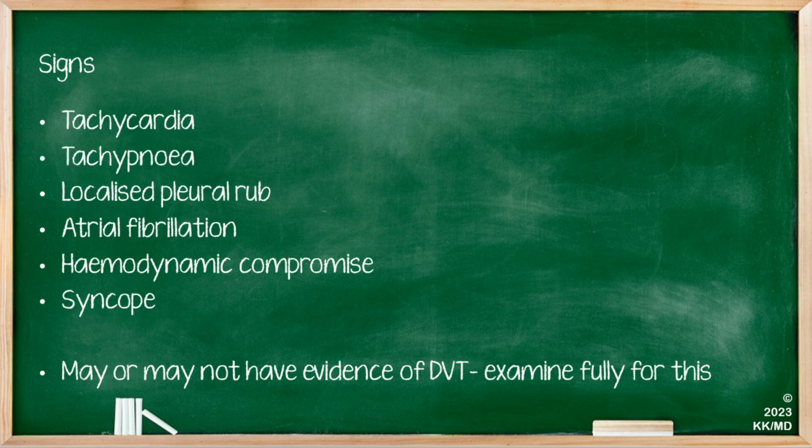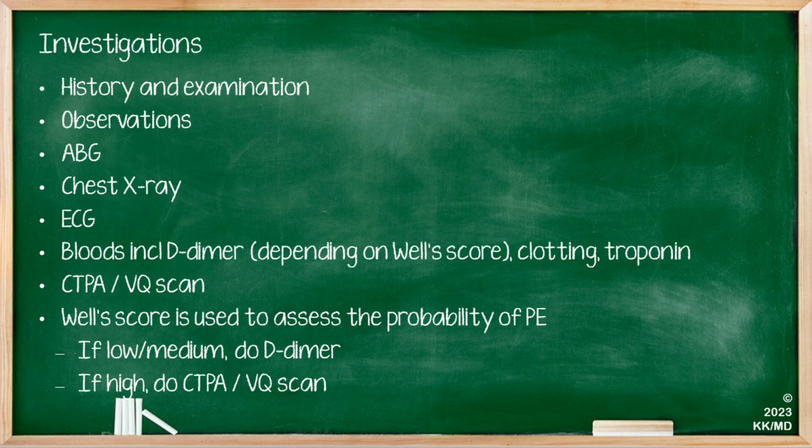In terms of signs to look out for when examining someone with potential pulmonary embolism, they may be tachycardic and tachypnoeic, there may be a localized pleural rub, they may be in new atrial fibrillation, and may also have hemodynamic compromise with syncope. They may or may not have evidence of a DVT, but it's important to examine fully for this. History and examination is key, as well as doing a full set of urgent observations when the patient presents.